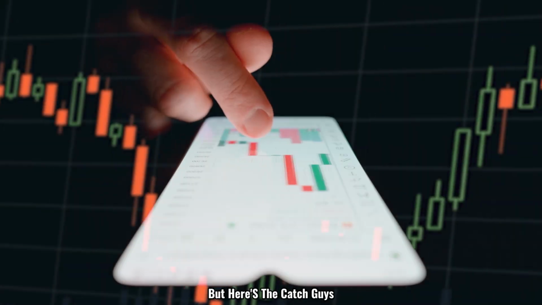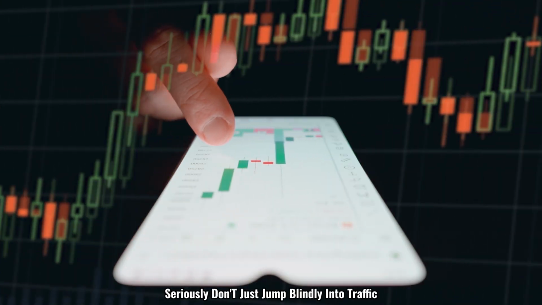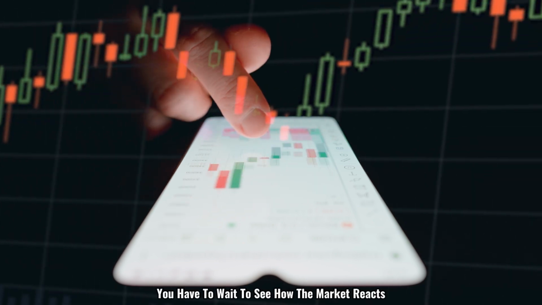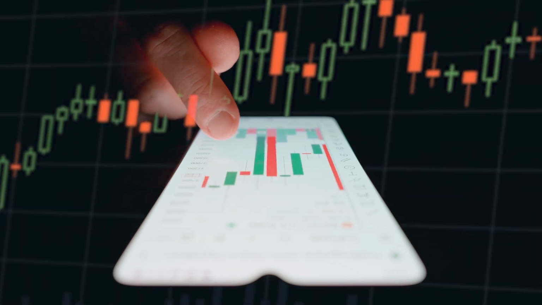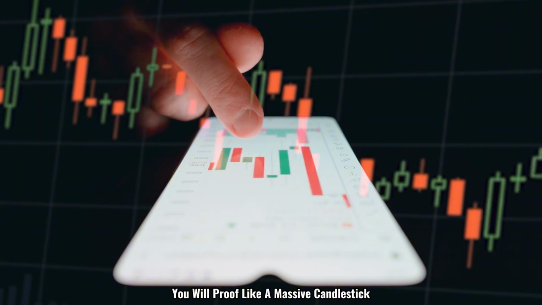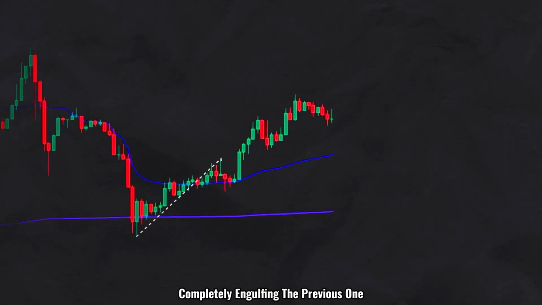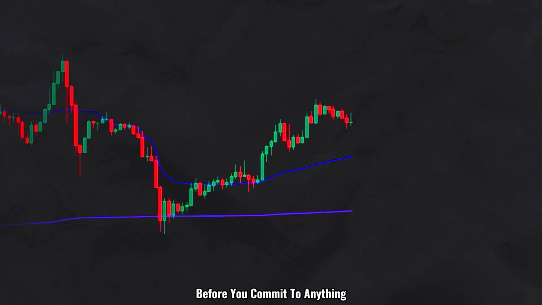But here's the catch, guys. You must wait for confirmation. Seriously, don't just jump blindly into traffic. You have to wait to see how the market reacts inside that busy intersection first. What you really want to see is strong visual proof, like a massive candlestick completely engulfing the previous one, that proves the market is actually respecting your zone before you commit to anything.